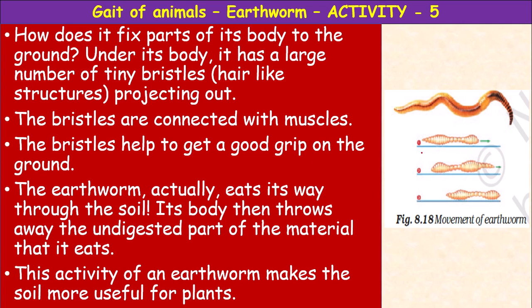So how is the earthworm fixed to the ground? One end of its body extends, then contracts, and comes to normal position. So the muscles contract and expand. In order to do that, it has to fix the other end to the ground, with the help of bristle-like structures, hair-like structures projecting out. So they help the earthworm to fix its body parts to the ground. Let us proceed.